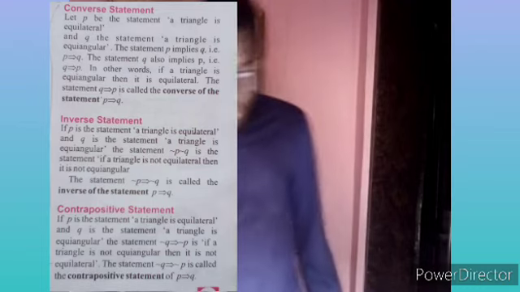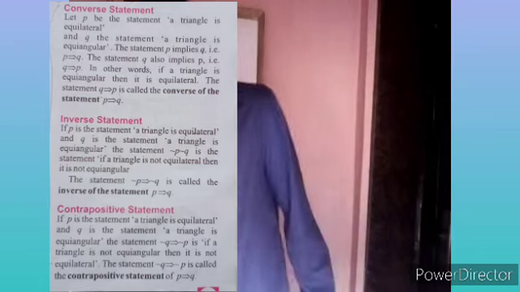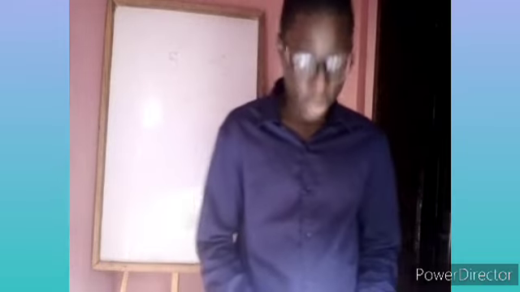Then finally we have the contrapositive statement. If P is the statement a triangle is equilateral, and Q is the statement a triangle is equiangular, then the contrapositive, not Q implies not P, says that if the triangle is not equiangular, then it is not equilateral. So that's the concept we're dealing with in this part of the video. This is a concept you will be dealing with most of the time in this part of mathematics. Let's move on to something else.